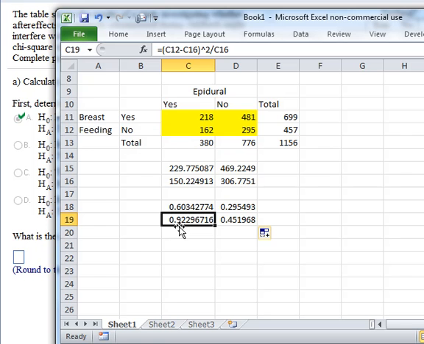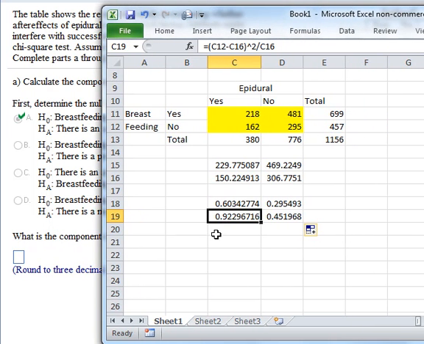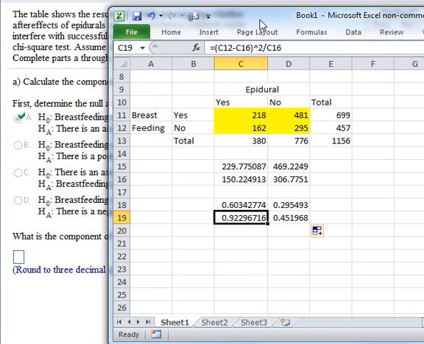So it's 0.9229. How many decimal places? 3 decimal places, 0.923.